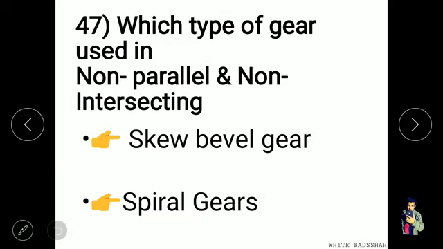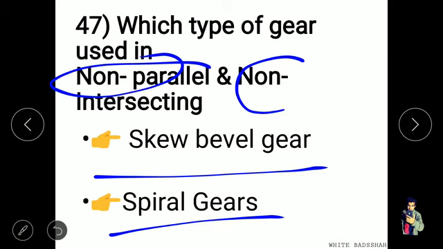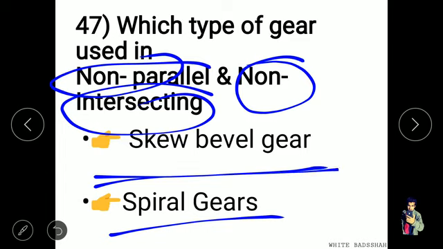Which type of gear is used for non-parallel and non-intersecting shafts? Skew bevel gears and spiral gears are the main examples of gears for non-parallel and non-intersecting shafts.